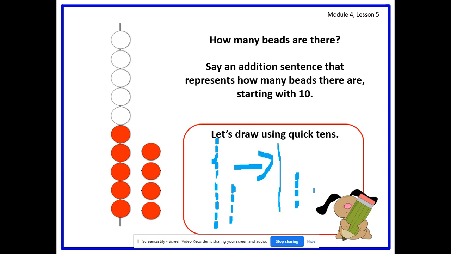So we call each of these lines a quick 10. How do we call each of these lines? Yes, a quick 10. It's a line that holds 10 beads, but it represents a 10. So we don't have to draw all those beads, and we can draw our math pictures more efficiently. Ready? It's your turn to practice drawing a quick 10. Get your whiteboards ready.